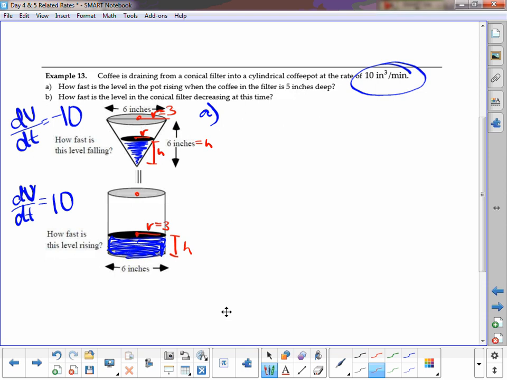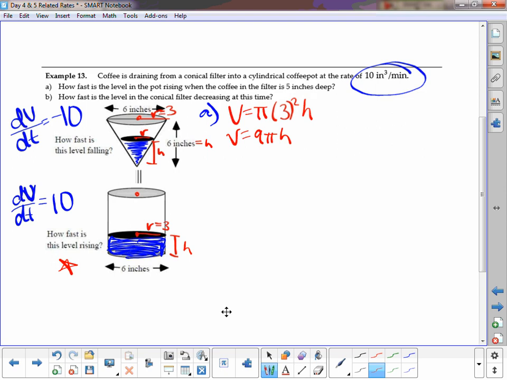Okay. So it says, how fast is the level in the pot rising? So we're looking at this guy down here. So we've got our volume equation. Volume of a cylinder is area of the base. My base is a circle, so pi r squared times my height. With my coffee pot down here, is my radius changing? No, it stays at a fixed 3. So I can go ahead and put that in as 3 squared because it's not changing. Is my height changing? Yeah, so I need to leave that as h. Okay. So what I really have is volume is 9 pi h.